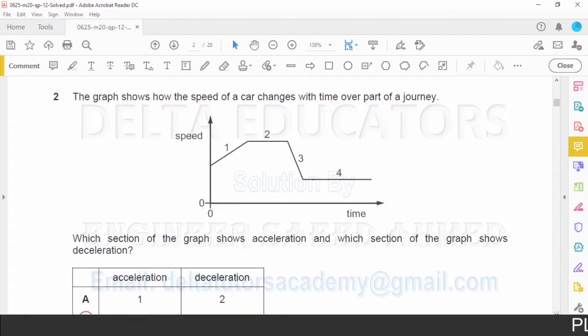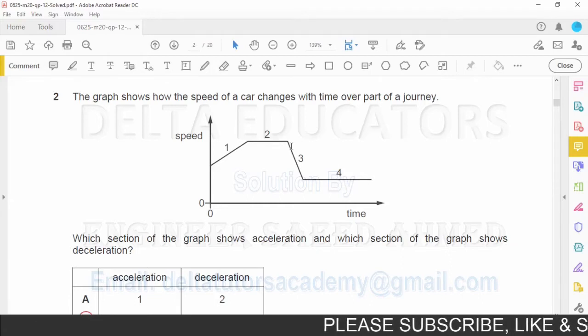Question number 2. The graph shows how the speed of a car changes with time over part of a journey. Which section of the graph shows acceleration and which section of the graph shows deceleration? Here we have plotted a graph in between time and speed. When we plot a graph in between time and speed, the gradient represents acceleration. Now here this gradient is increasing, so here we have positive acceleration. Here in 2 we are looking that the gradient is parallel with the x-axis, so here gradient is 0. Since gradient is 0 here, acceleration is also 0.